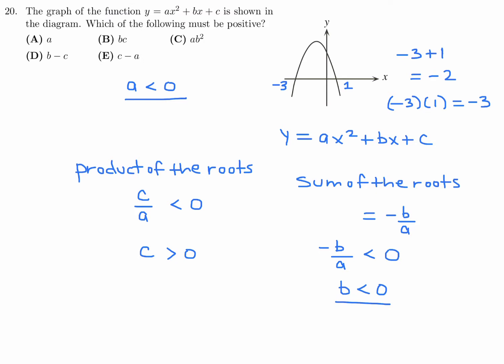All right? Hopefully that was clear. Nothing too confusing about that. So we got a is negative, b is negative, c is positive. Now let's look at the answer choices. We have to find something that's positive. All right, here we go.